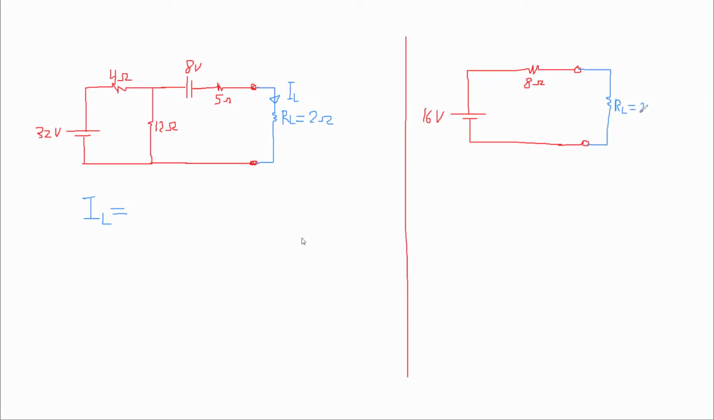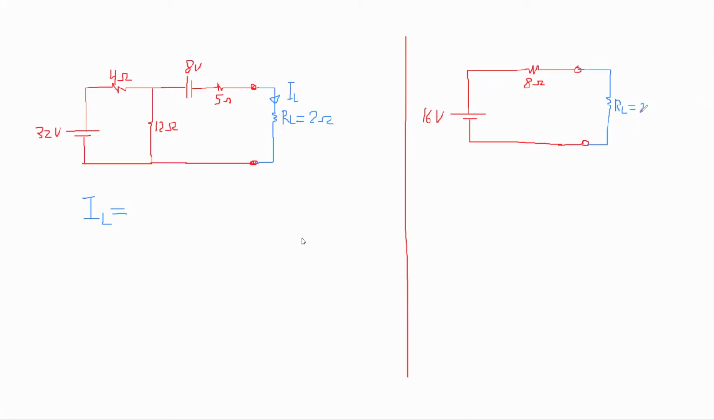What if I change RL and instead of this, I make it 8 ohm? And I say, okay, RL is 8 now, find IL. It's gonna take you time to do the calculation again with the new resistance, but if I do it for this circuit, it will be 8 plus 8, so it's 16 divided by 16 equals 1 ampere. This is for RL equals 8 ohm. This is for RL equals 2 ohm.